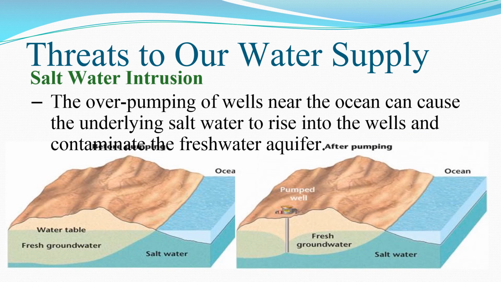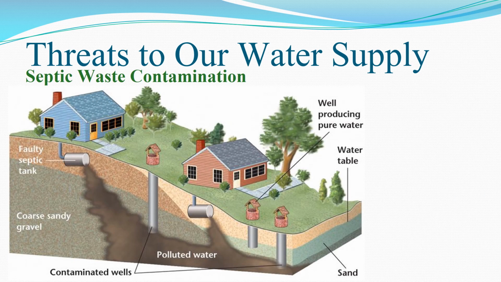And then saltwater intrusion. Before pumping, we can have a high water table and we are in a great place. But the overpumping of wells near the ocean can cause underlying salt water to rise into the wells, contaminating our fresh water. So instead of us having this, you see now the salt water has gotten to our well system, and then our water tastes salty. I'm glad we don't live by the ocean, but during this time, we can get some of that salty taste.